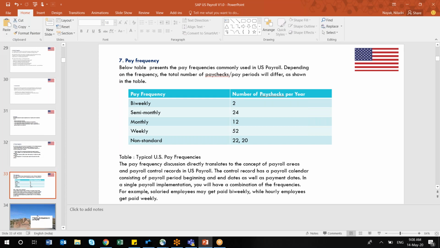The next one is the frequency. Frequency in terms of US pay frequency is also typical. In India, mostly we have monthly payroll. We do not have the concept of bi-weekly or semi-monthly. Those concepts are not here.